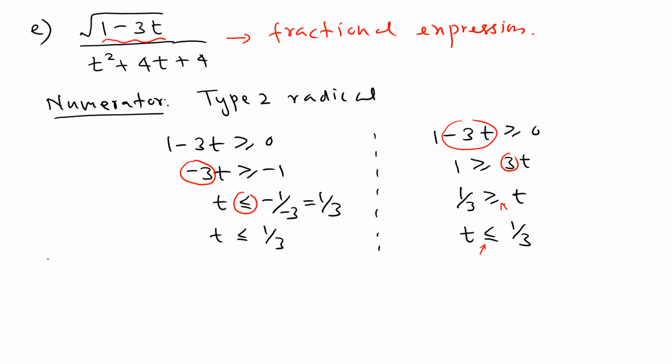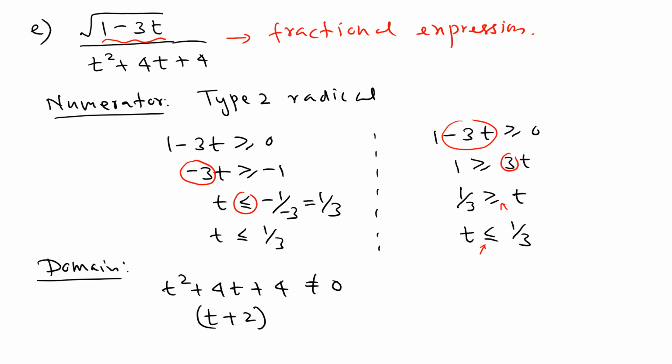What does the domain say? If you look at the domain, it says that t squared plus 4t plus 4 is not equal to 0. That's what it says. And then as before, we're going to find the factors. In this case, this is very easy to factor. This is a perfect square. So we're going to get t plus 2 squared, and it's not equal to 0. If you take the square root, you can see that t plus 2 is not equal to 0. In other words, t is not equal to negative 2. So that is the number you have to remove.